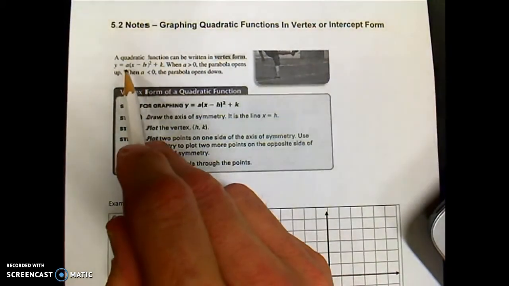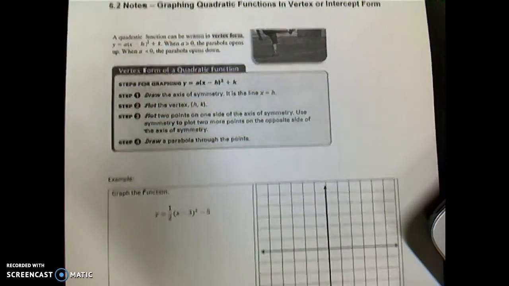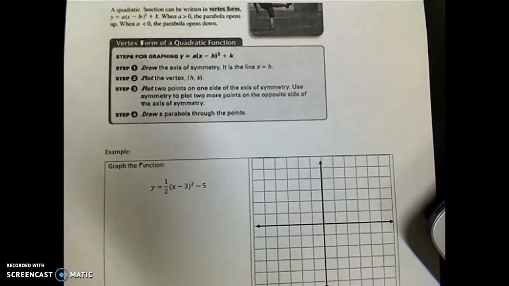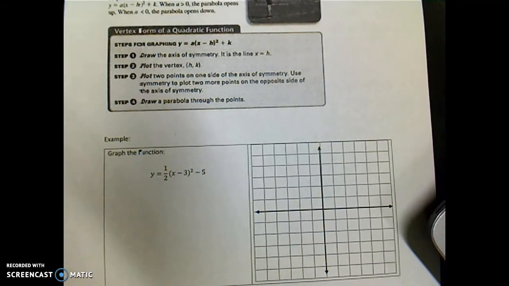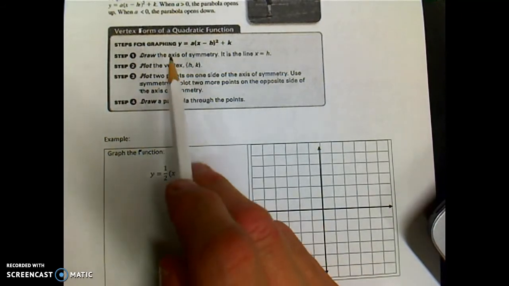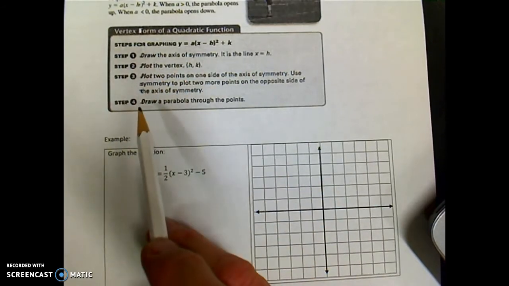When that a value out in front of our quantity is positive, the graph opens up. When that is negative, the graph opens down. Our steps for graphing from vertex form are going to follow the same pattern that we followed for standard form. We're going to go ahead and find our axis of symmetry and draw it in. We're going to plot our vertex.